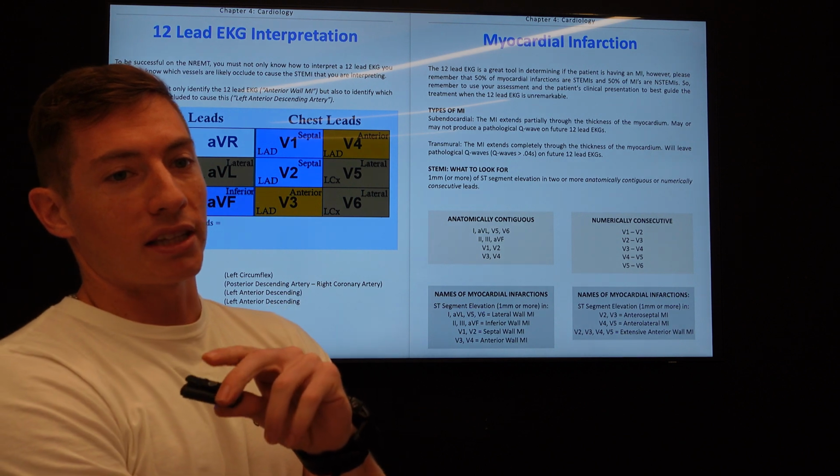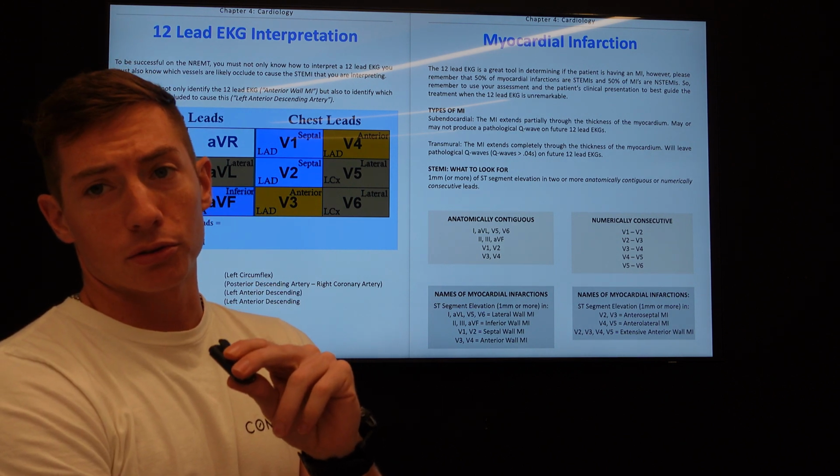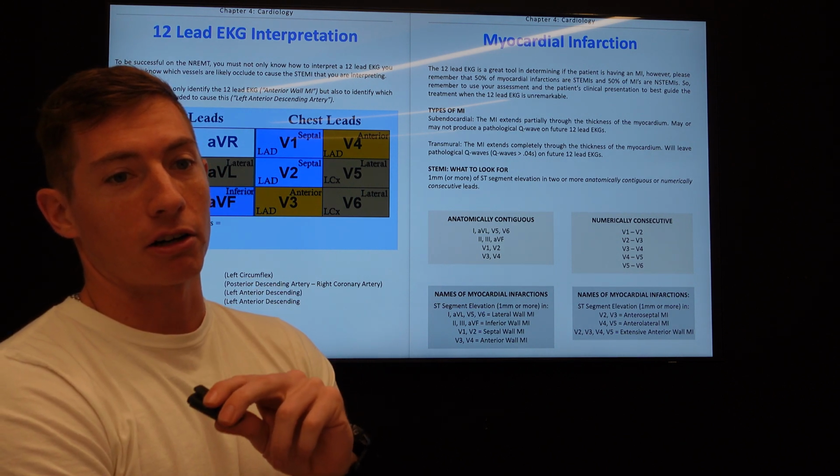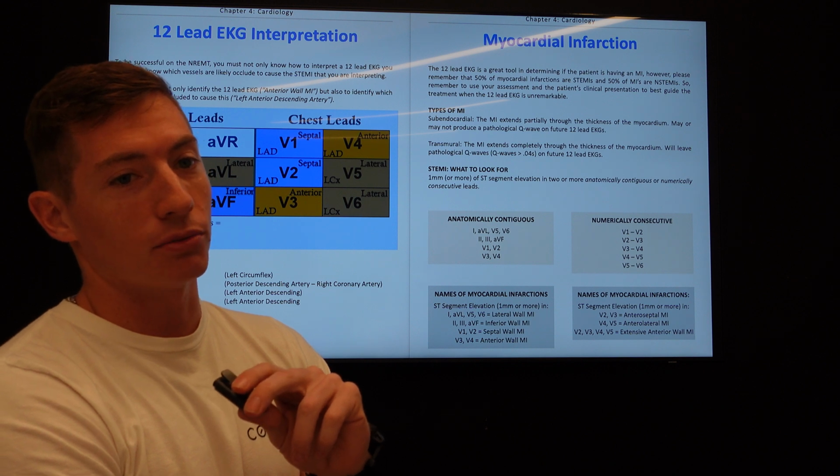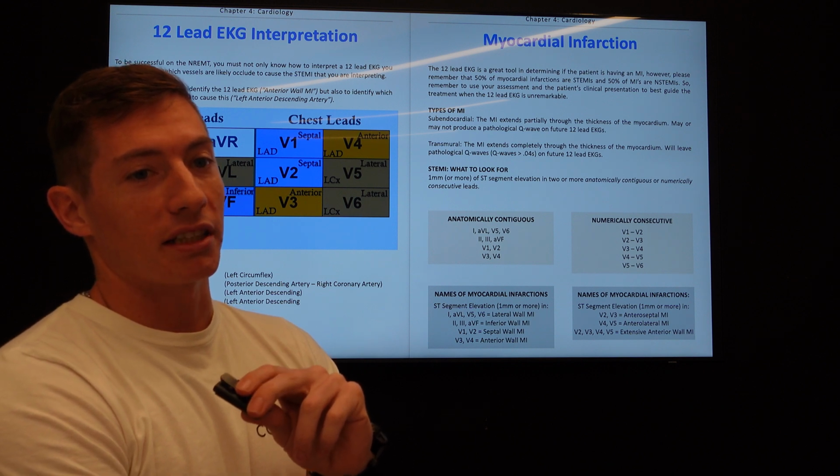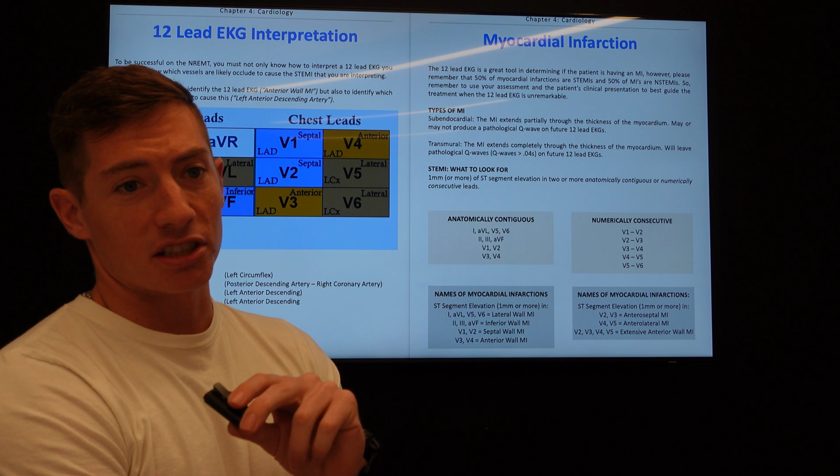Transmural, so this is when the MI extends completely through the thickness of the myocardium. It's going to leave a pathological Q wave on future 12 lead EKGs, so you will be able to see it.